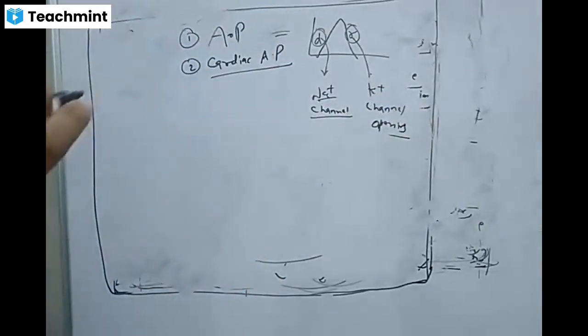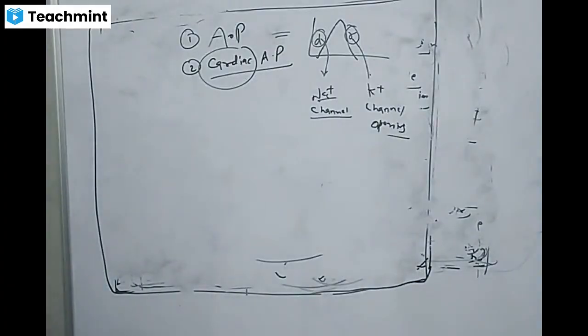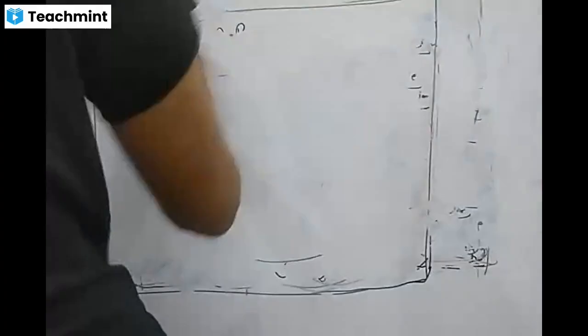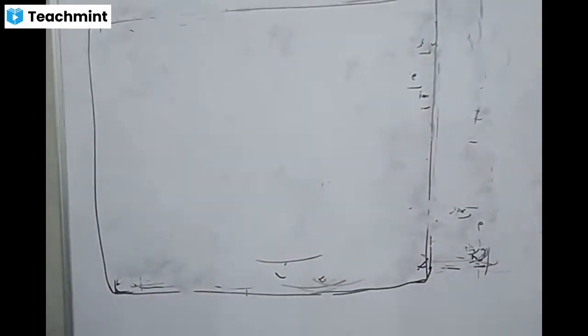So this is the action potential. What is cardiac action potential? It means in cardiac action potential we will find depolarization as well as repolarization. These two things are common.